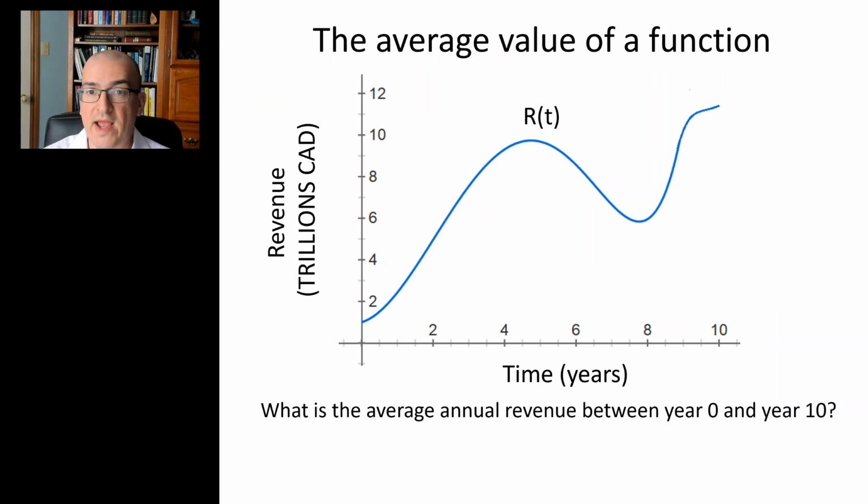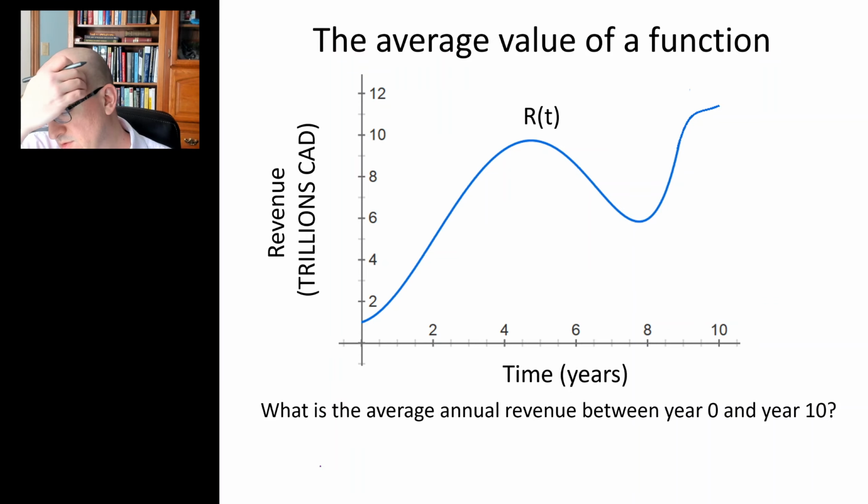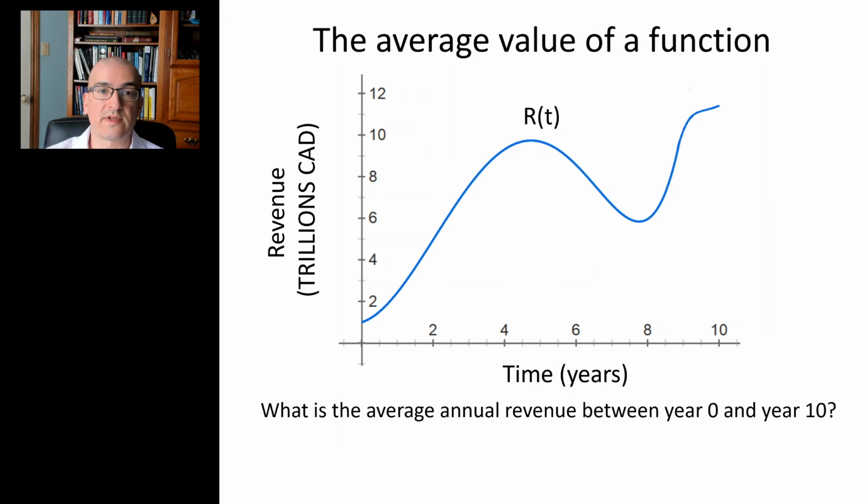We're looking at a bank account of some type. Maybe the y-axis isn't in dollars, maybe it's in trillions or billions of dollars. Doesn't matter. So we have a function r of t that's telling us how much revenue is being added as a function of time. If we wanted to know the average annual revenue between year 0 and year 10, if we wanted to know what that accumulation was, what we would do is add up the total revenue from year 0 to year 10.